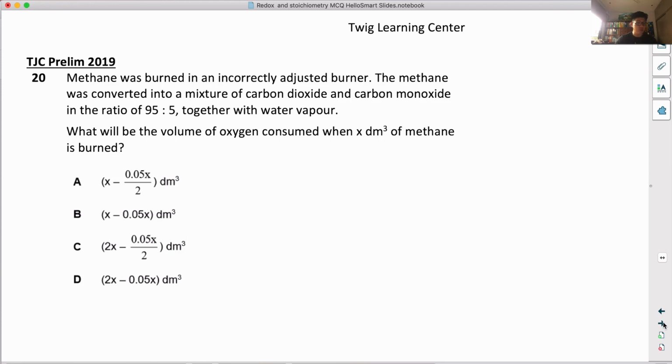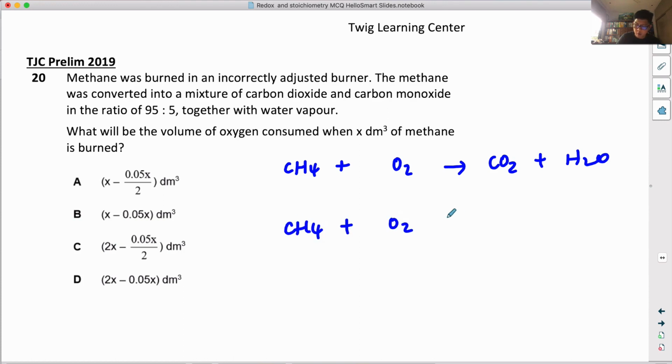Okay, that's question 20. Methane was burned in an incorrectly adjusted burner, and then you get carbon monoxide and carbon dioxide. So methane, all right, I'm going to write two equations. The first one gives you carbon dioxide, and the second one gives you carbon monoxide. All right, so if I try to balance it nicely, this will be 2, this will be 2.